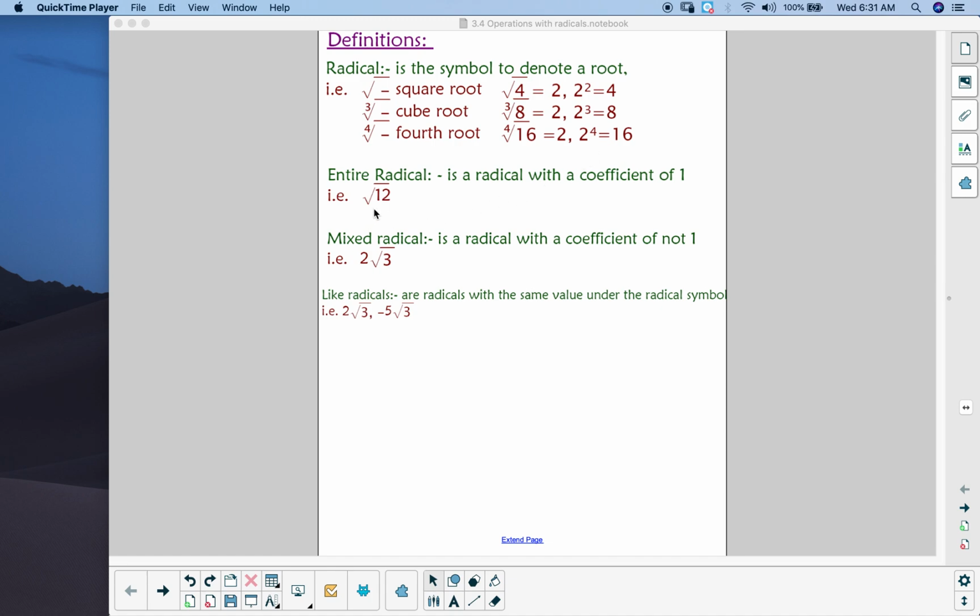So if you have a radical like this, which is the square root of 12, then the coefficient, which is the number multiplied with the 12, is 1. So the coefficient is 1 times root 12. You can also have mixed radicals where the coefficient is not 1, like you see here. This is 2 times the square root of 3, so it's 2 times root 3, okay?